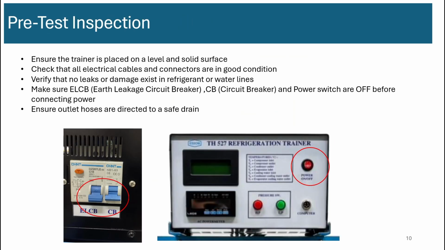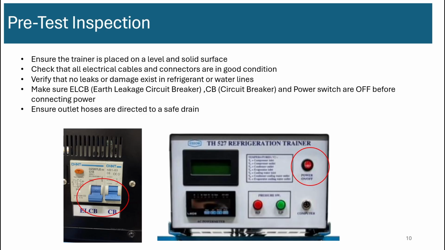All right. Now let's get into the test process. The first thing is the pre-test inspection. Most of this is already done for you. We have already made sure that the trainer is placed on a level surface, because you're using a lot of rotameters and flow meters that need to be leveled for good readings. Then you have to make sure the electrical cables and connectors are in good condition, and that there are no leaks on the water lines or the refrigerant lines, which will also be checked on a regular basis by the lab.